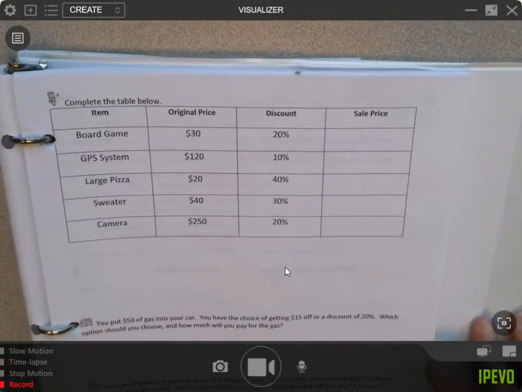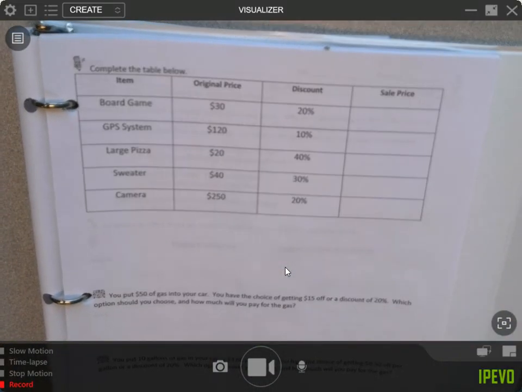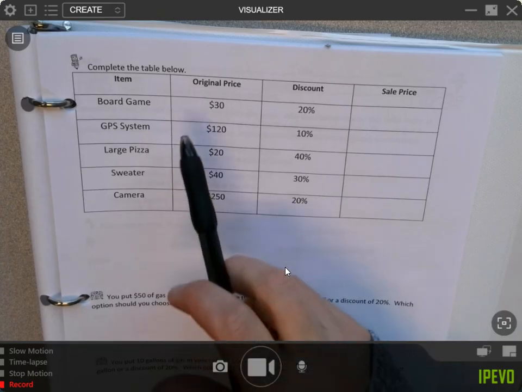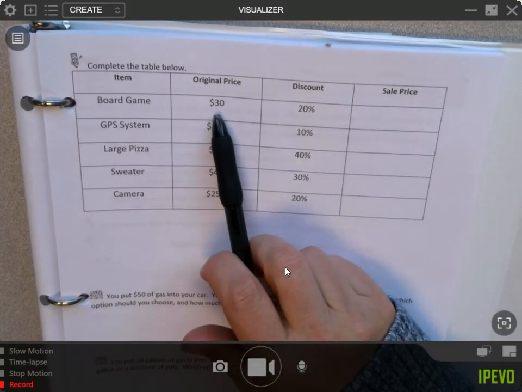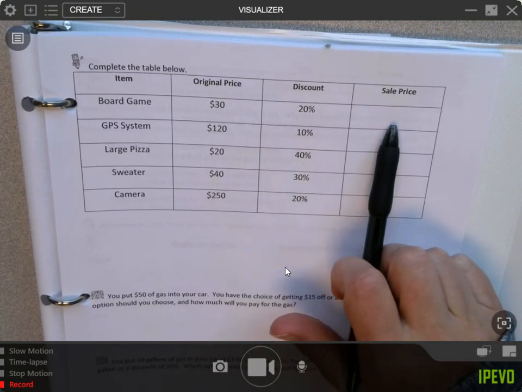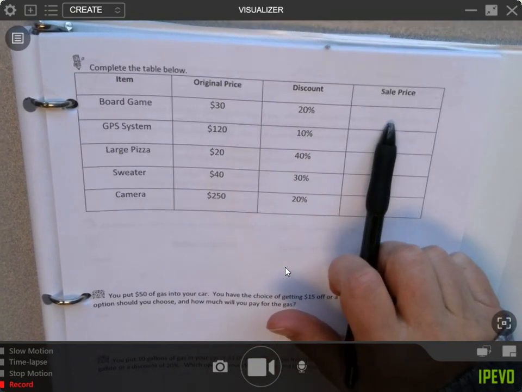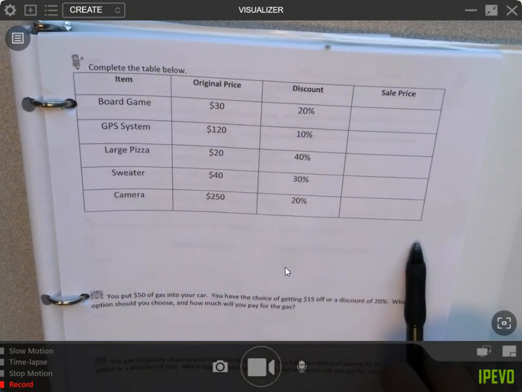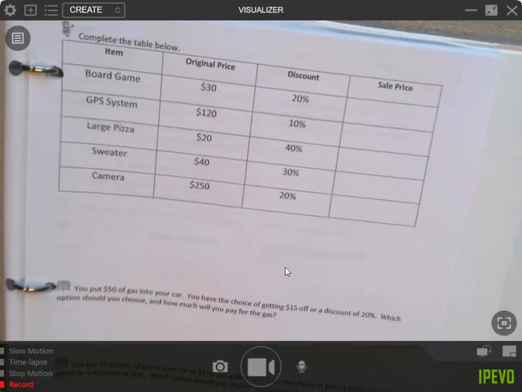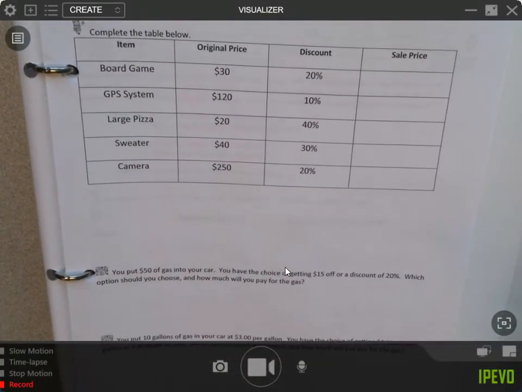On the second page, we've got a table here. We're going to be doing the same thing, it just looks different. So it says complete the table. We have our original price, we have our discount, and we have to find that sale price. We do have workspace down here, and you can use the back side of the page right before as your workspace.